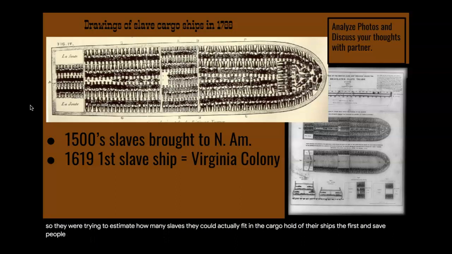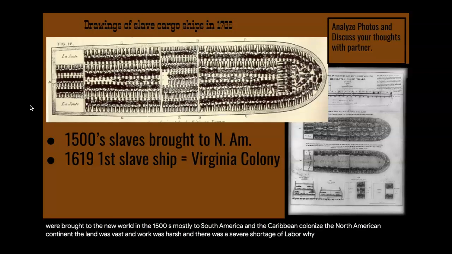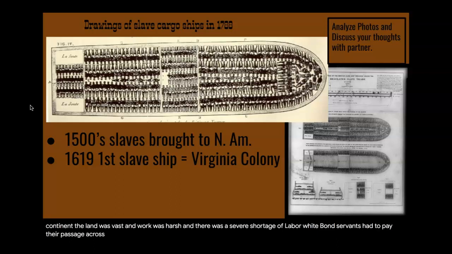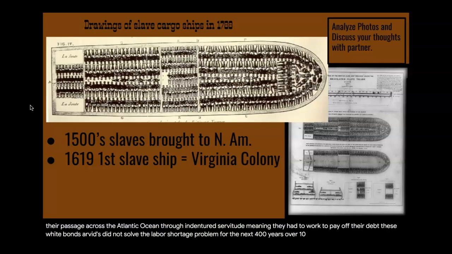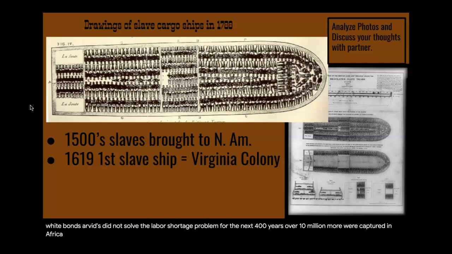The first enslaved people were brought to the New World in the 1500s, mostly to South America and the Caribbean. When Europeans first colonized the North American continent, the land was vast and work was harsh, and there was a severe shortage of labor. White bond servants had to pay their passage across the Atlantic Ocean through indentured servitude, meaning they had to work to pay off their debt. These white bond servants did not solve the labor shortage problem. For the next 400 years, over 10 million more were captured in Africa and brought by force across the Atlantic Ocean. About 500,000 of these enslaved Africans were sold in what is now the United States.